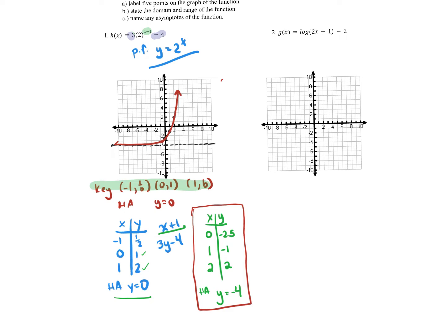The other thing it wants is the domain and range. That's fine. Remember for an exponential problem, domain is always negative infinity to infinity because it's going to go left and right as far as you want. And range is how low it goes to how high it goes, so the range is going to be -4 to infinity.